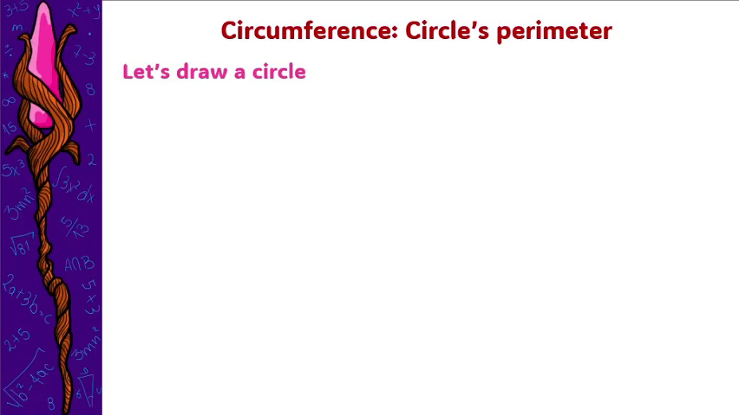Today we are going to talk about the circumference, which is a circle's perimeter. Remember, the perimeter is just the length of the border of a shape. So let's start drawing a circle.